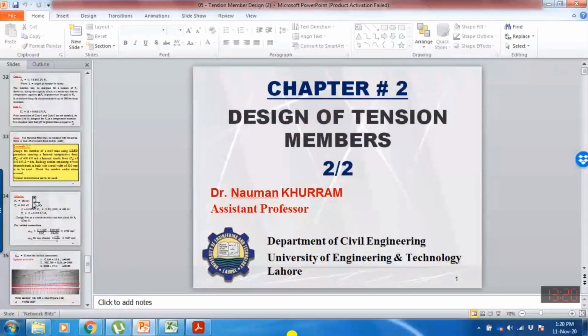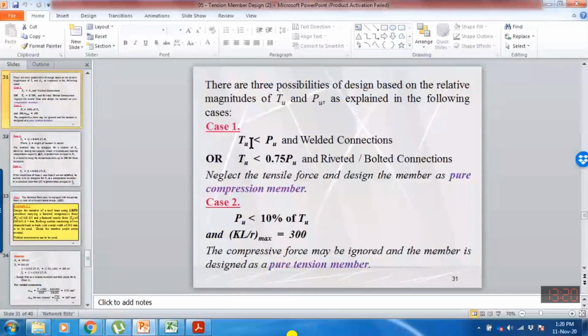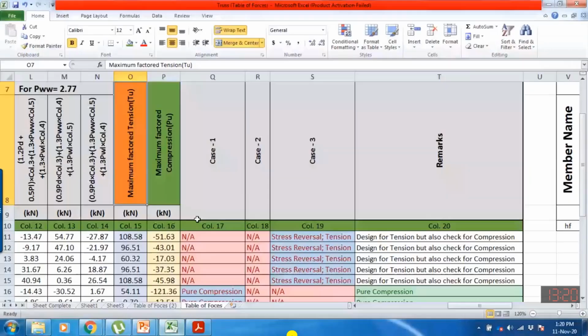Condition number 1: we are using the welded connection. We need to check whether TU is less than PU or not. If TU is less than PU, then that member will be a compression member. So this is case 1. In case 1, I have written a formula here. If you are good in programming, you can use it; if you are not, you can check manually and write it over here. But here I have written the formula.